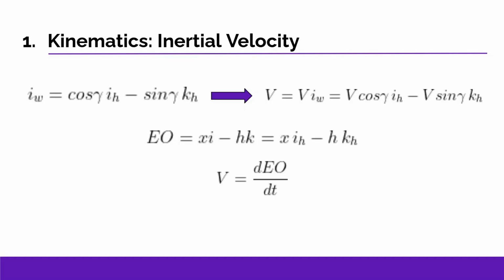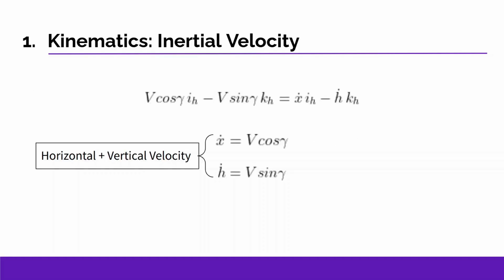Now finally, the last component we want to be able to exploit is that the derivative of the position vector is equal to the velocity vector, and this is what you see at the bottom. So what you need to do here is to take the derivative of x of IH minus h of kh and equate that to the expression for the velocity that we have just found. Then, finally, what you need to do is to separate the I component and the k component, and what you get are the horizontal and vertical velocity expressions. So this is what we're going to use to track the motion of the aircraft in the vertical plane.